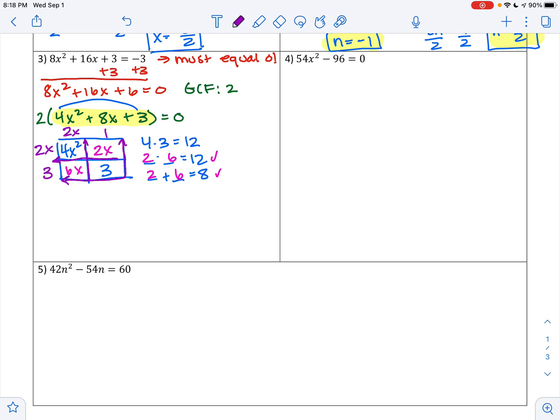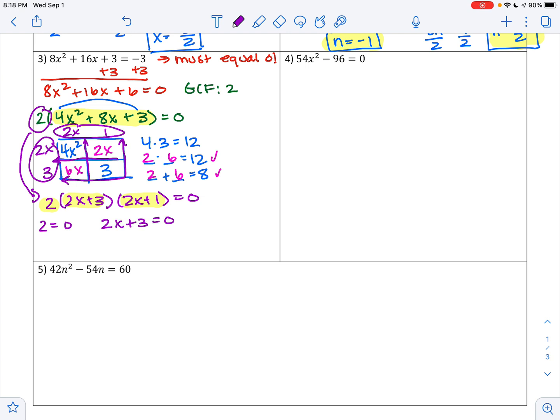So remember that we have 3 factors. Our first factor is 2 from our greatest common factor. And then we have 2x plus 3. And then we have 2x plus 1 equals 0. And then we're going to use the principle of zero products. Either 2 equals 0, 2x plus 3 equals 0, or 2x plus 1 equals 0. So just take each of those factors and set them equal to 0.